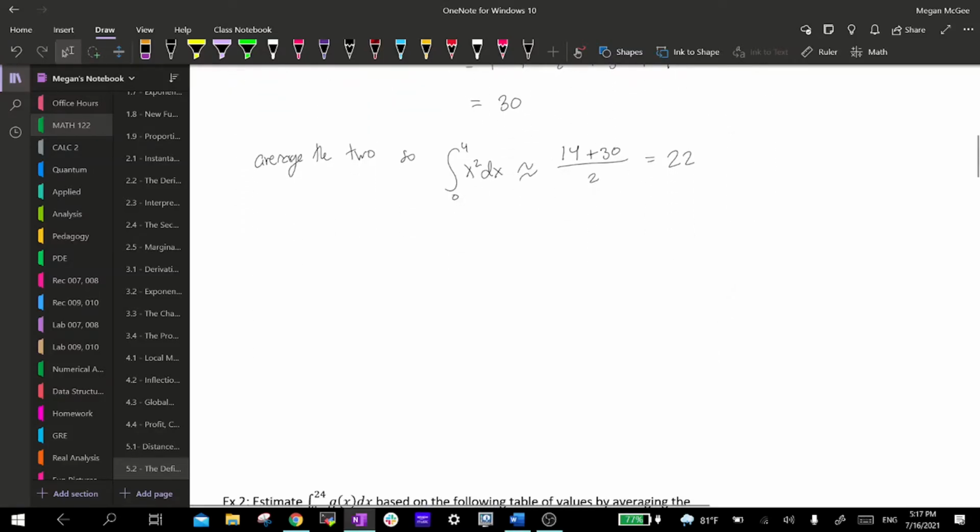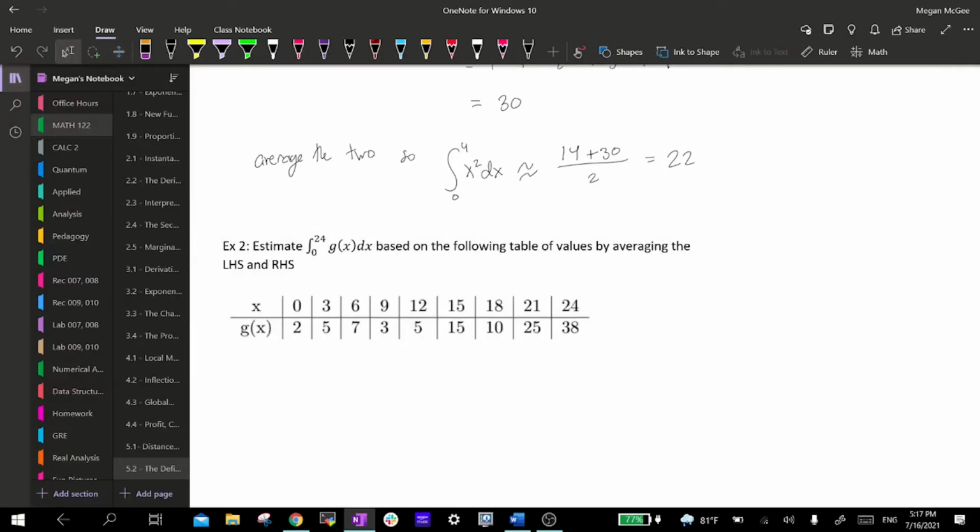Alright, let's go ahead and jump into example 2. So we need to estimate the integral from 0 to 24 of g of x with respect to x based on the following table of values. Alright, so here we don't know what the function is, but we know the function values.